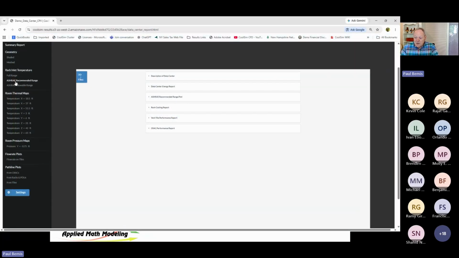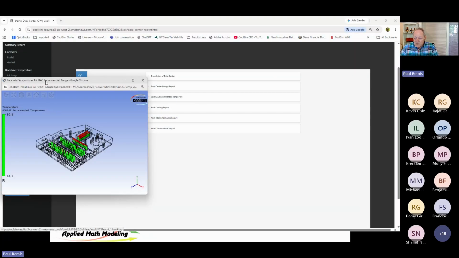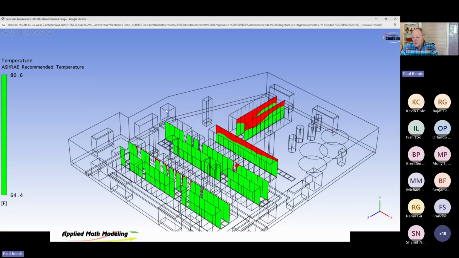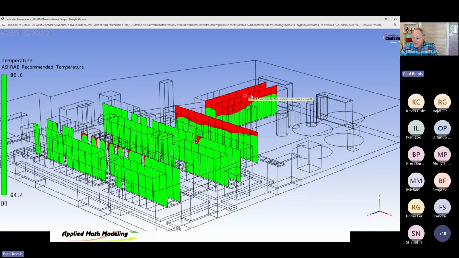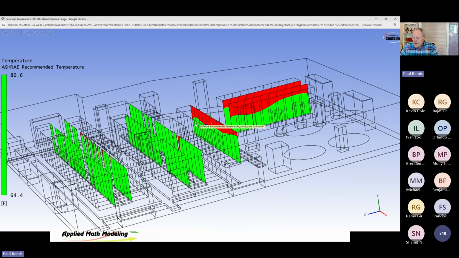Let's go take a look at the recommended temperature. This is always one I look at. And you see I've got problems. I've got problems over here because the air is not coming out of this unit, and so these are failing. These are failing pretty badly.